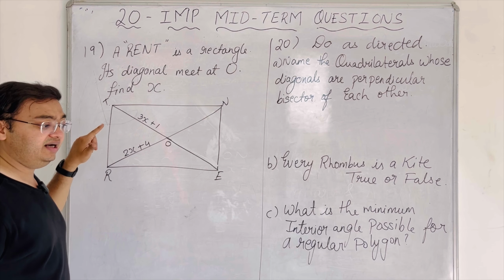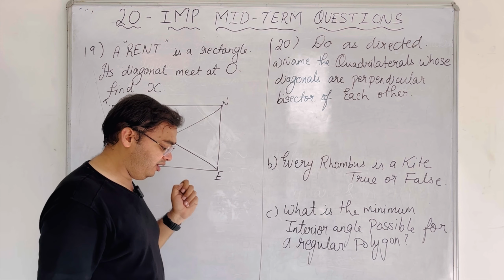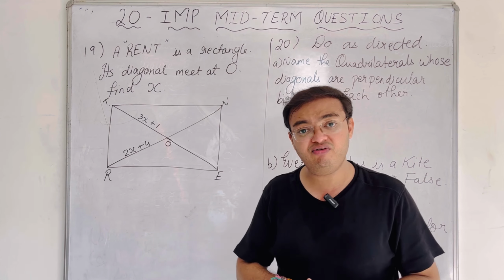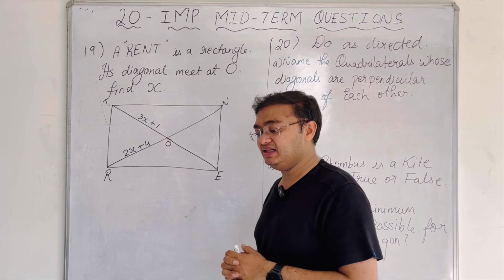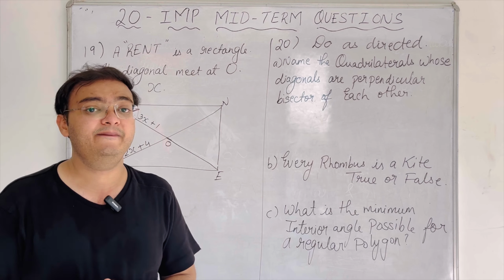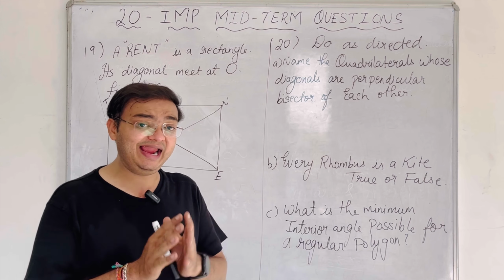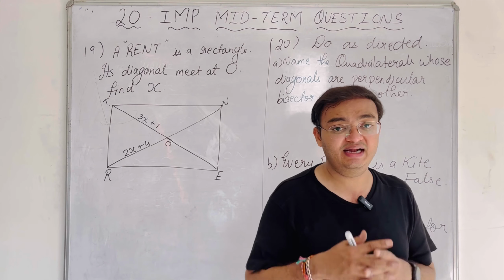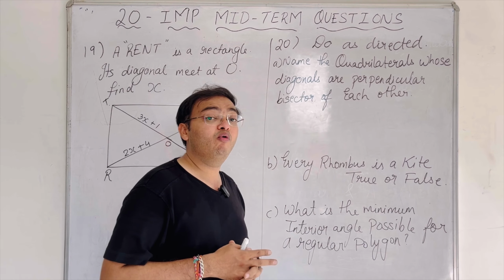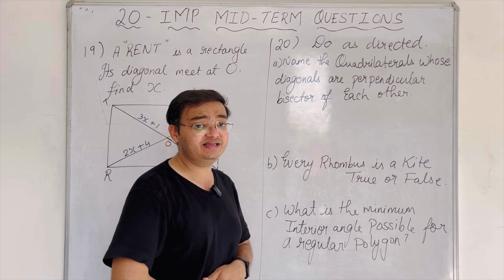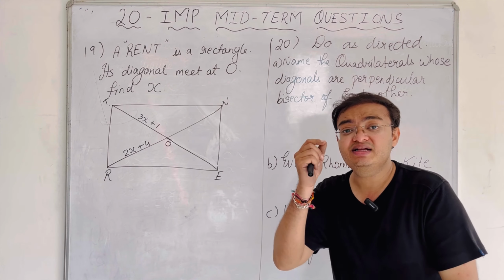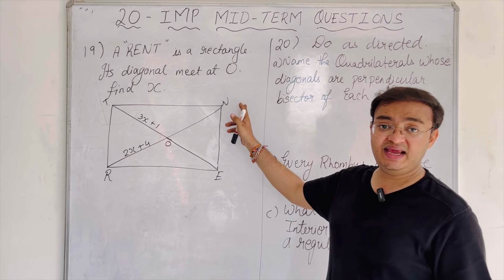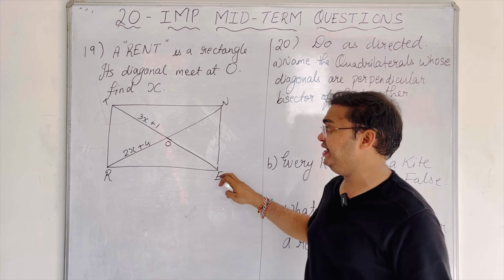Here the values are written on the diagonals, and let us recall the properties of a rectangle in terms of diagonals. The properties of a rectangle say that the diagonals bisect each other, meaning the diagonals are divided into two equal parts. Moreover, the most special one is that the lengths of the diagonals are the same. Whatever the length of diagonal RN, the same would be the length of diagonal ET.